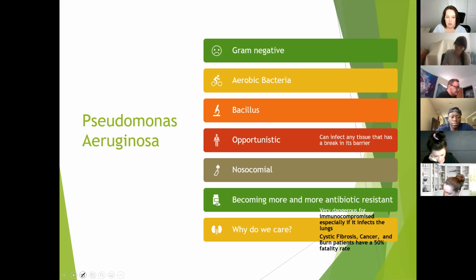But Pseudomonas is becoming more resistant, so we're having to develop more antibiotics. And the ones that are out there right now are already pretty strong and hard on the body. You definitely have to watch their kidney levels and their kidney function, because that's where the body gets rid of that medication. So cystic fibrosis patients, cancer patients are more likely to get Pseudomonas, and then burn patients. They have all those open wounds, and those wounds might develop an infection.